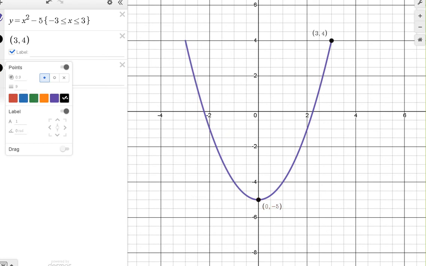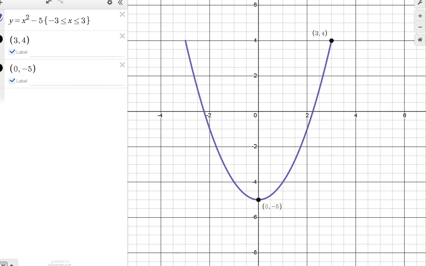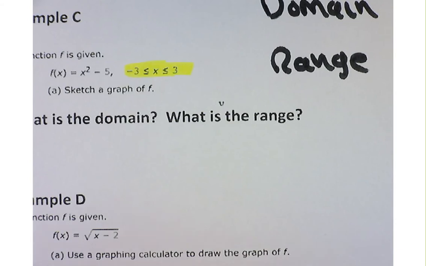Okay. So Sean, can you help us out with the domain and range, please? What would the domain be? For the domain, I got -3 to 3. Good. Put brackets on them. Perfect. -3 to 3 in brackets. And for the range? I got -5 to infinity.